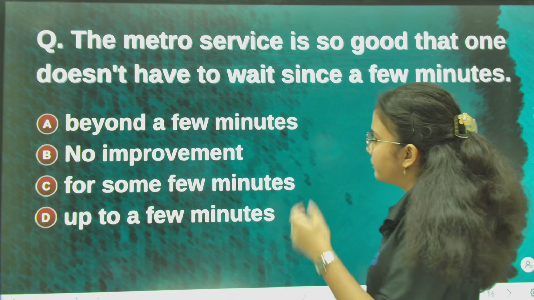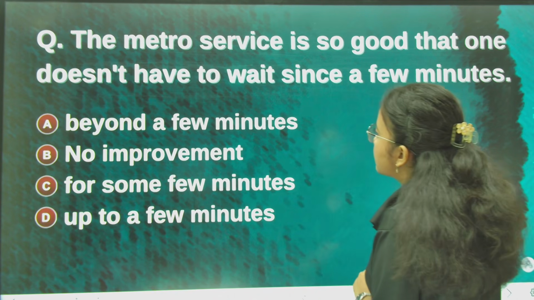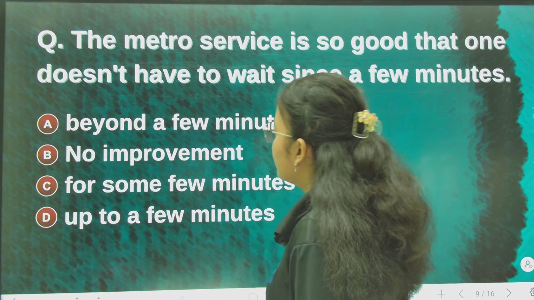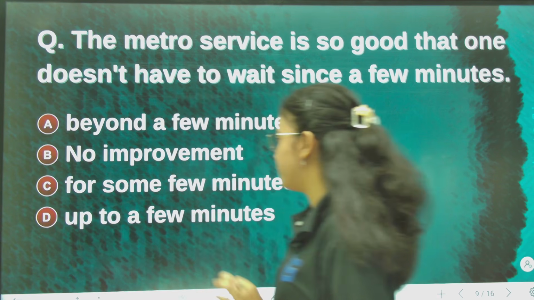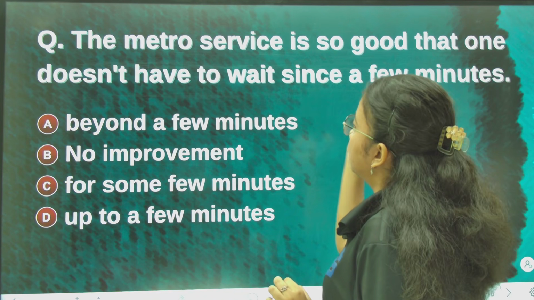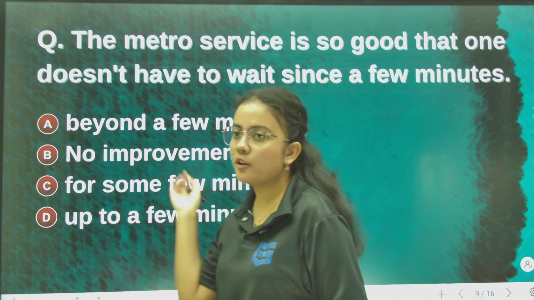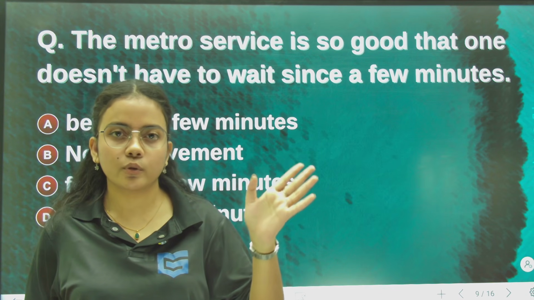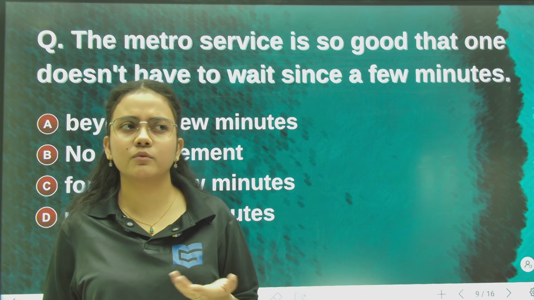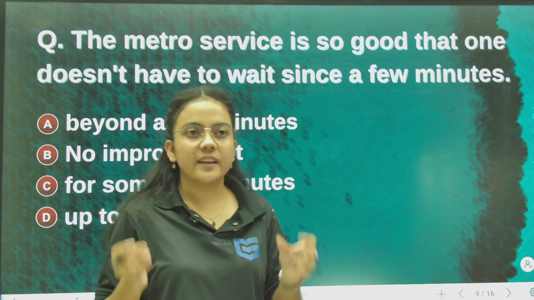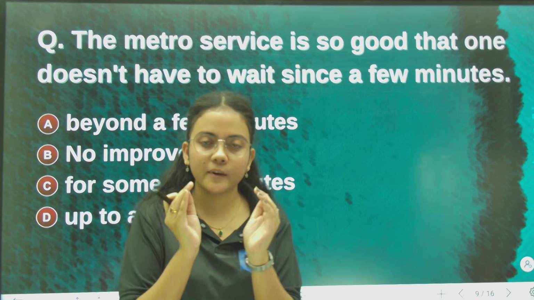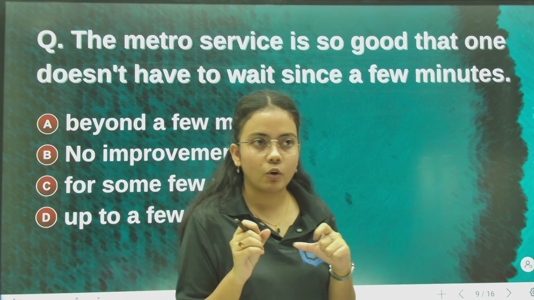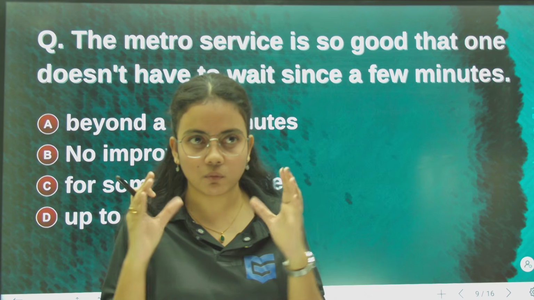Next question: the metro service is so good that one doesn't have to wait since a few minutes. Option A: beyond a few minutes, B: no improvement, C: for some few minutes, and D: up to a few minutes. Now, the metro service is so good that you don't have to wait long. A train comes and you get in; you don't have to wait many minutes, maybe three to four minutes. So there is a fixed duration, and when we talk about the duration of time, we do not use since.